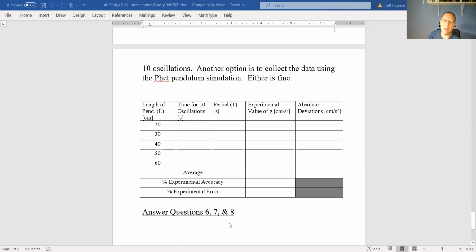Then just like before, you're going to answer 3 questions, 6, 7, and 8, but really all they are is the following. Fill in this data table, calculate the average g using the pendulum, making sure you round to a whole number, and calculate the percent experimental accuracy. So you have to find all the absolute deviations, rounded to the nearest whole number, find the average absolute deviation, which again is going to be a whole number, and that will allow you to calculate the percent accuracy. And then compare your experimental value, which is your average here, to 980, which we're going to consider to be the accepted gold standard value, by computing a percent experimental error.